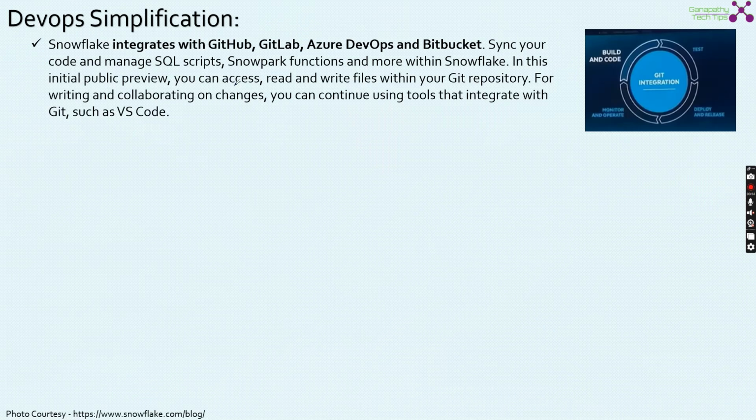In the initial public preview, this is in public preview right now, you can access, read and write files within your Git repo. For writing and collaborating on changes, you can continue using the tools that integrate with Git, such as VS Code. Right now it is in this phase. Slowly they will integrate all the other functions over there.